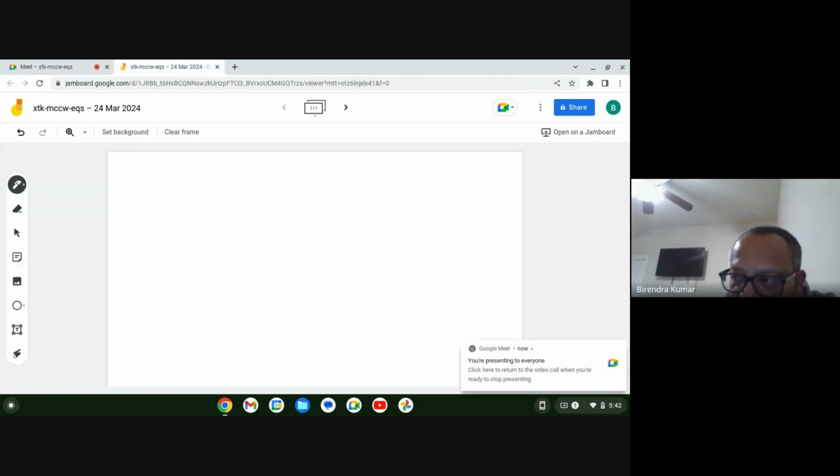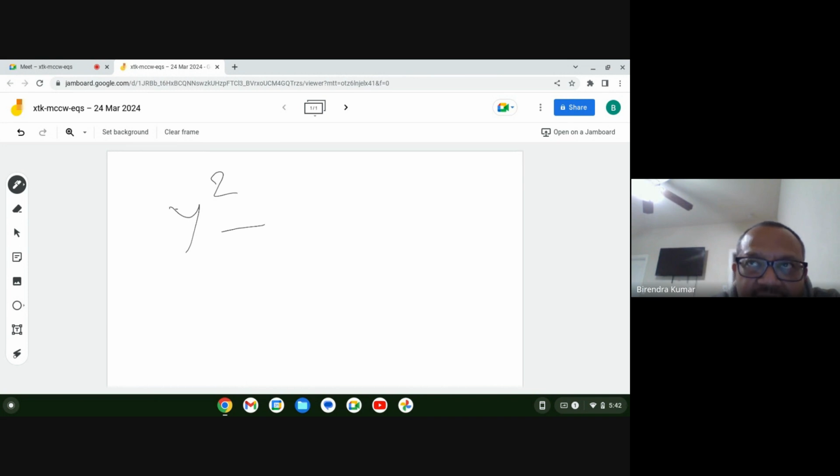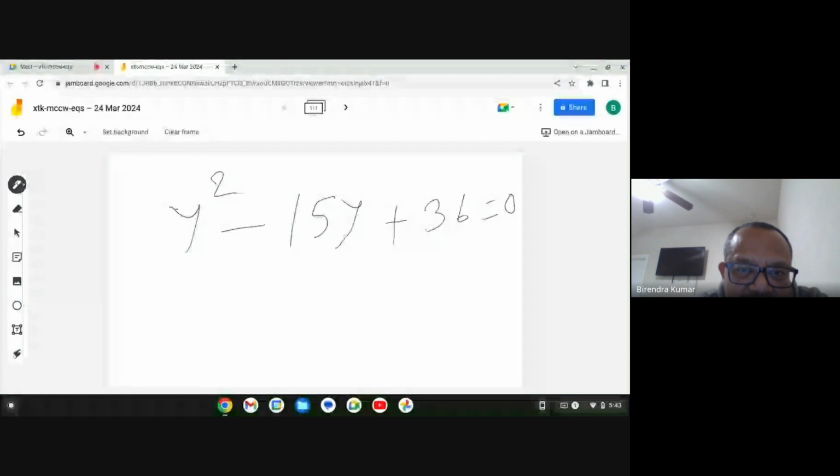Okay, I have y square minus 15y plus 36 equals 0. Who can solve this?